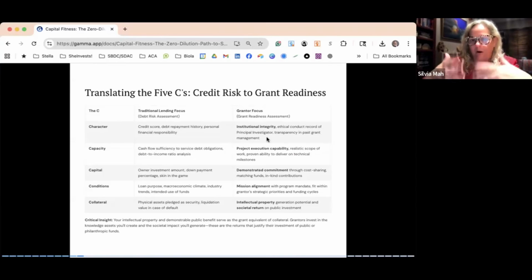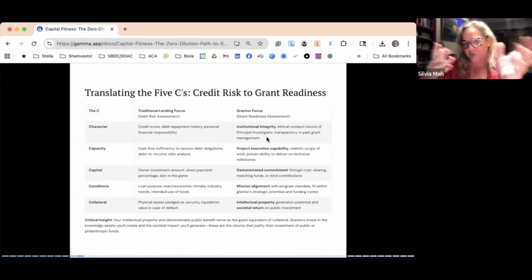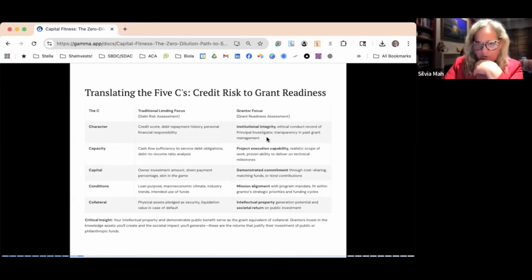All of those things are what they're going to be looking at to evaluate: are you ready for this grant? If we give you $1 million, $2 million, will you be responsible for their money? Then capacity for the lending source is more like cash flow sufficiency to service the debt obligations, right? Do you have the capacity to do that? So their analysis is the debt to income ratio.